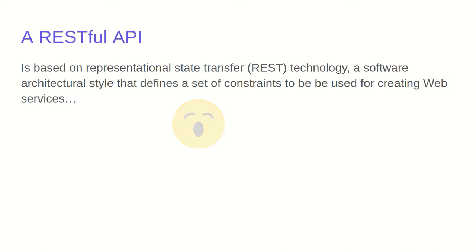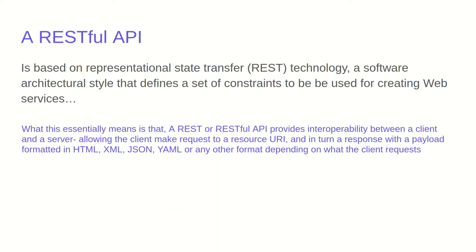So what this essentially means is that a REST or RESTful API provides interoperability between a client and a server, allowing the client to make a request to a resource URI, and in turn get a response with a payload formatted in HTML, XML, JSON, or YAML, or any format, depending on what the client requests or what is available on the menu.